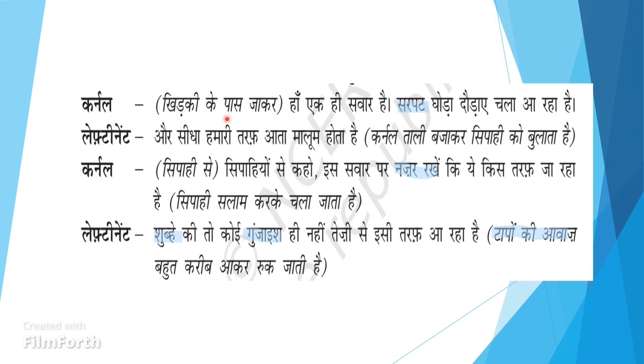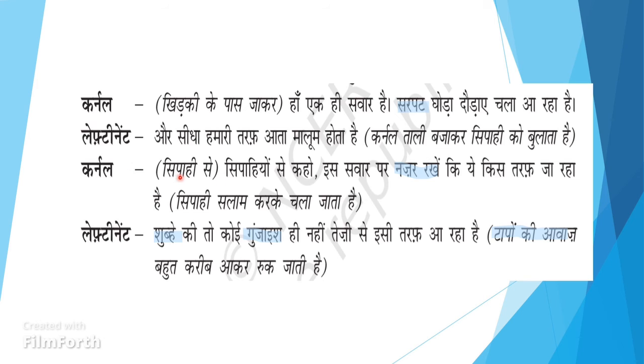Colonel, खिड़की के पास जाकर, he goes near the window. हाँ, एक ही सवार है. There's only one horse rider. सर पर घोड़ा दौड़ाए चला आ रहा है, and he is galloping the horse and coming towards us. Lieutenant, और सीधा हमारी तरफ आता मालूम होता है, and I can tell he is coming straight to us. कर्नल ताली बजाकर सिपाही को बुलाता है. Colonel claps his hands and calls the soldier.